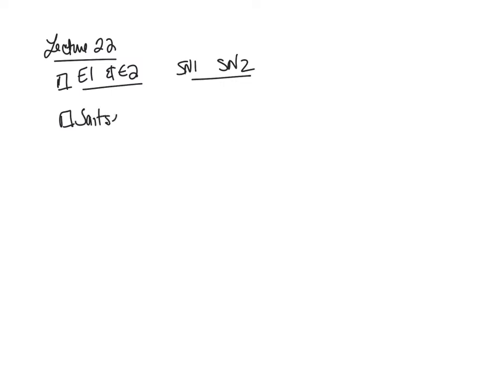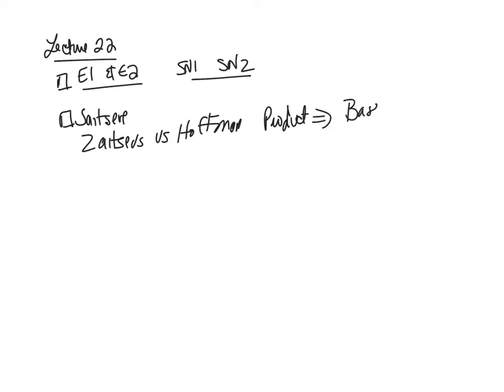Zaitsev. So you can see it written that way. Zaitsev versus Hofmann product. Okay. And we're going to talk about what this is. And it's all determined by the bases. And you're going to find that these are determined by the bases as well. So this is going to be a lot of what the bases tell us. And you're going to have to memorize some bases and categorize them.